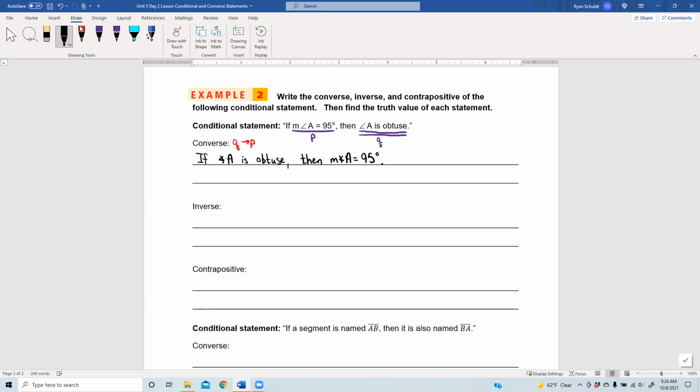Anyways, inverse. Inverse is the one with the nots. So if not P, then not Q. So if the measure of angle A is not equal to, that's an equal sign with a slash through it, 95 degrees, then angle A is not obtuse.